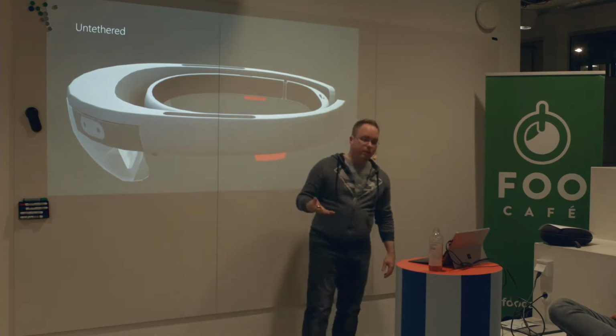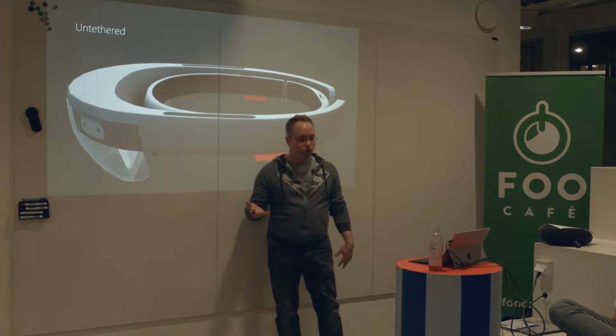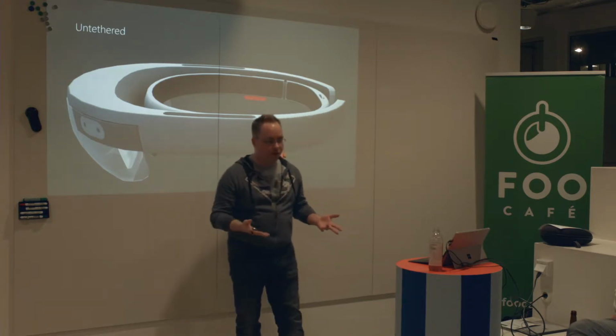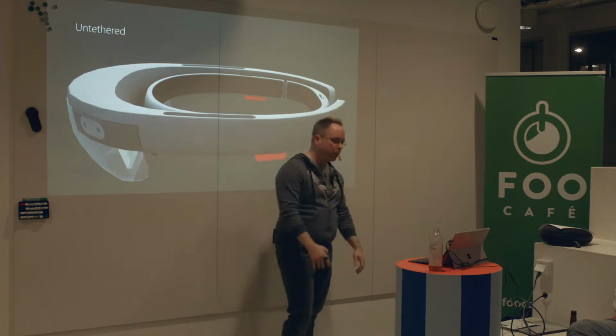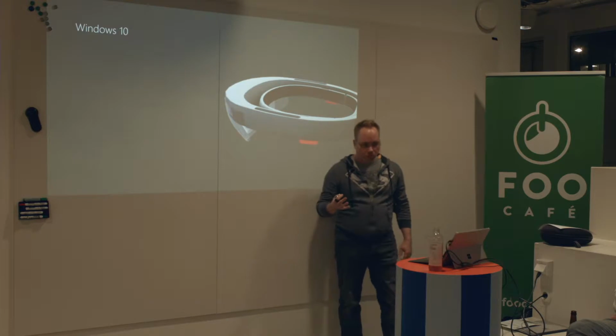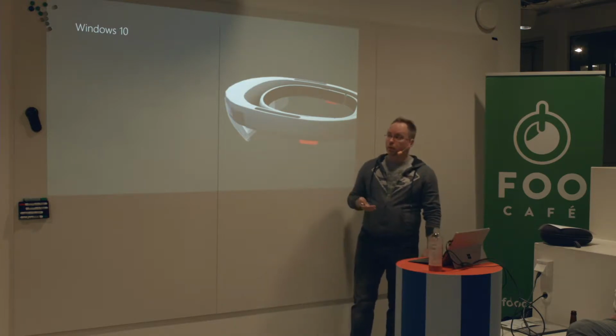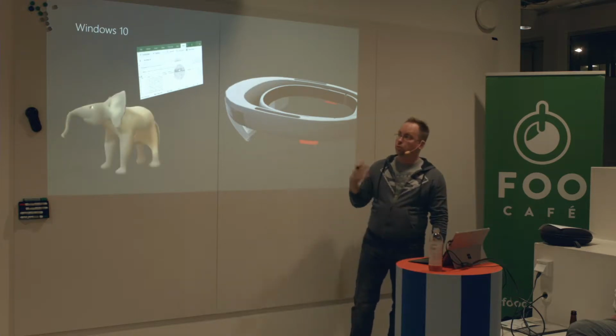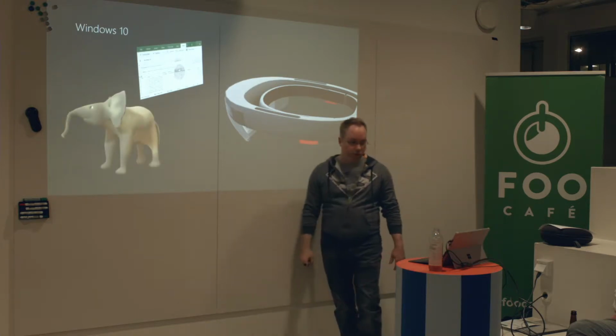It has 1 gigabyte video memory, 2 gigs RAM, 64 gigs storage. It's got Wi-Fi and Bluetooth and everything. But it is a full Windows 10 computer, which means that you will be able to run 2D apps like Excel, or you can do 3D apps like this cute elephant.